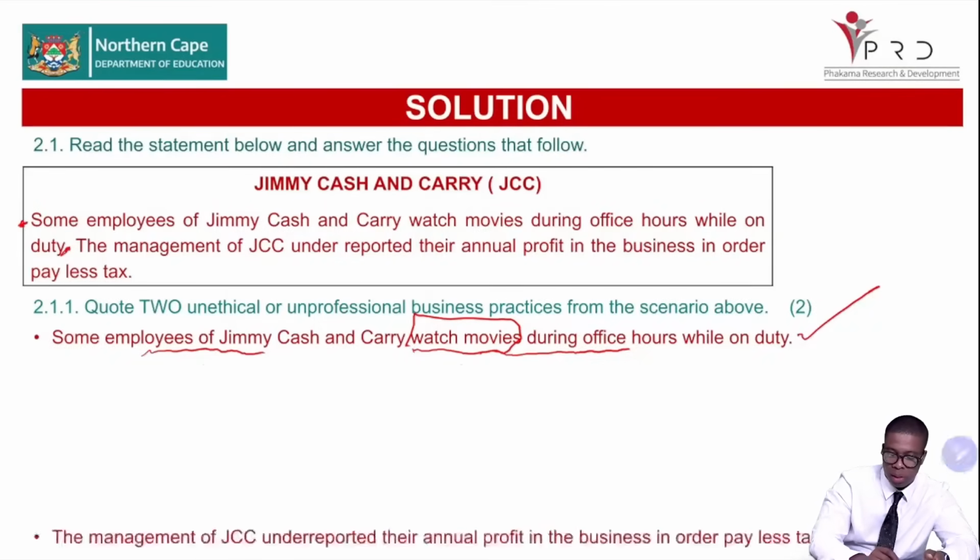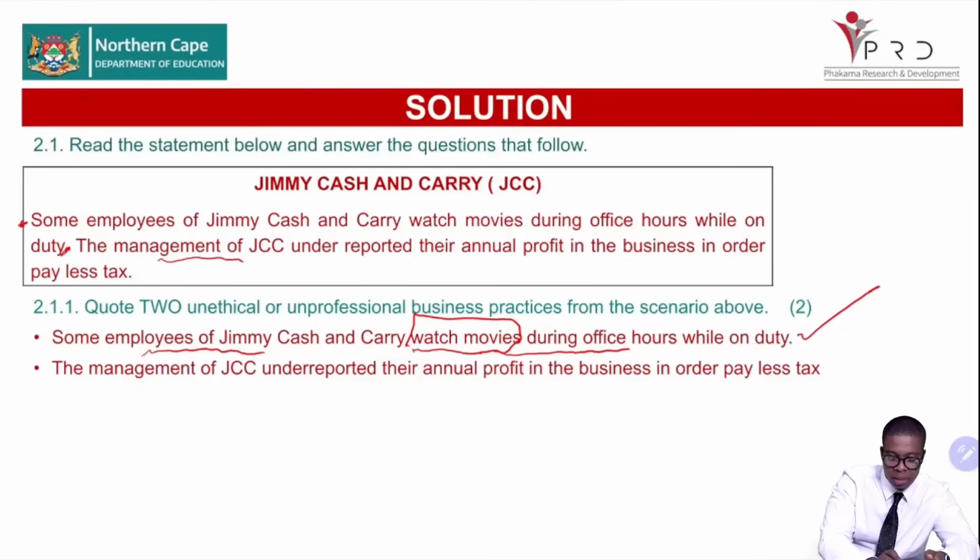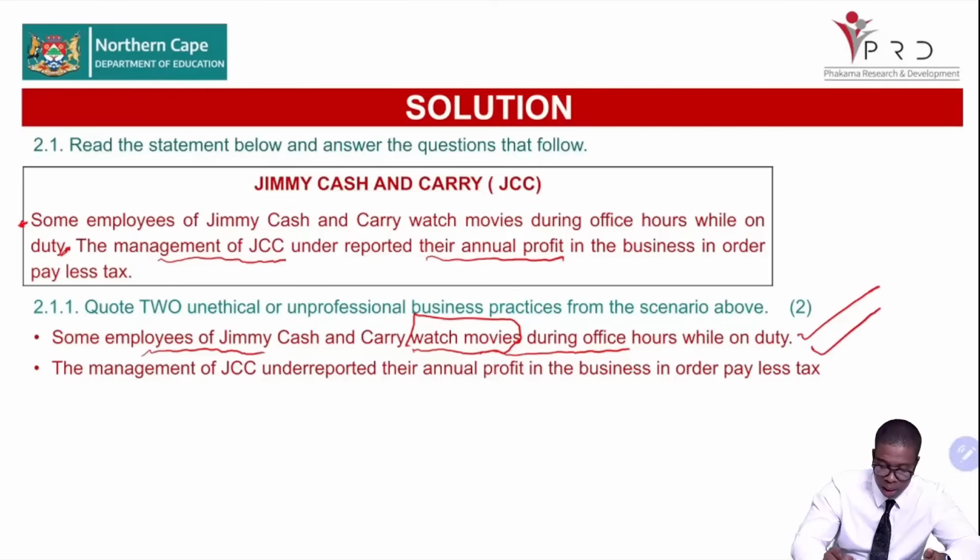Then the second one was supposed to be the management of JCC underreported their annual profits. That is again considered to be the correct quotation based on that scenario, because the scenario is direct and there's no distractor there. So that will be given 1 again because you quote up to the end.